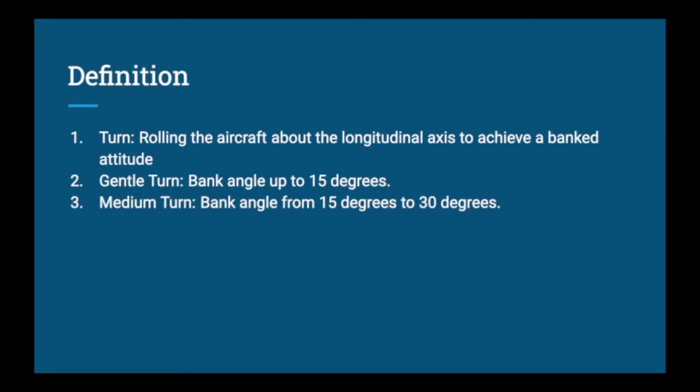Alrighty, so some definitions for today's lesson. A turn is rolling the aircraft about the longitudinal axis to achieve a banked attitude. A gentle turn is a bank angle up to 15 degrees. A medium turn is a bank angle from 15 to 30. A steep turn, which we will teach later on, is anything past 30 degrees. Generally, we would use 45.